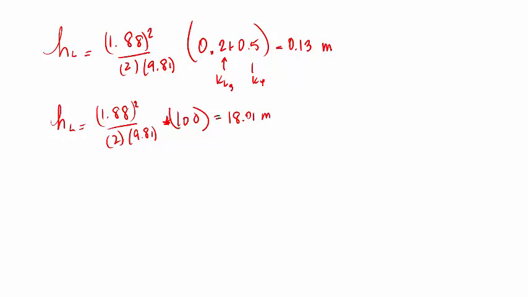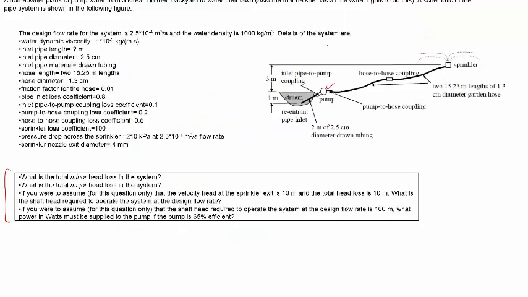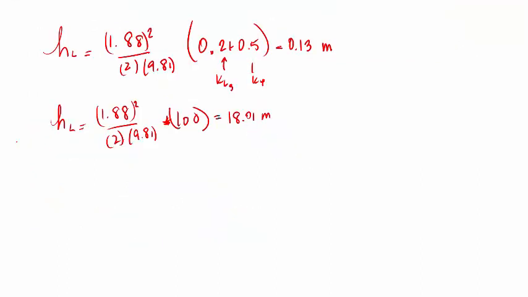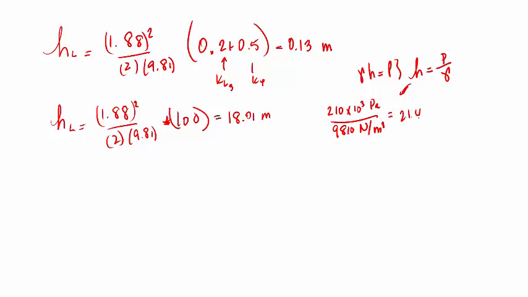We have meters. Now, let's do something for fun. One of the things that it says here is the pressure drop across the sprinkler. It says it's 210 kilopascals. And this comes from, remember, gamma times H is pressure, so what I'm doing is finding H by having pressure over gamma. Then this is 21.4 meters.